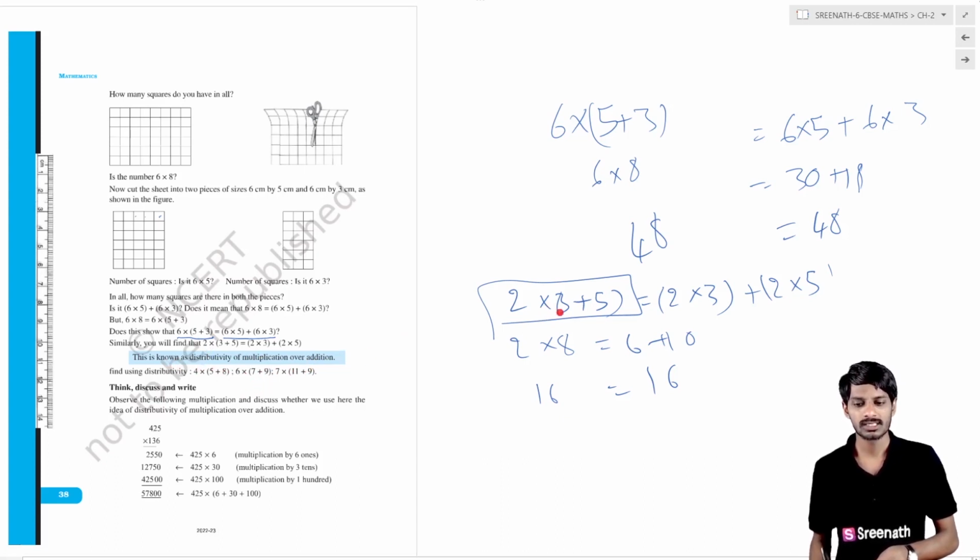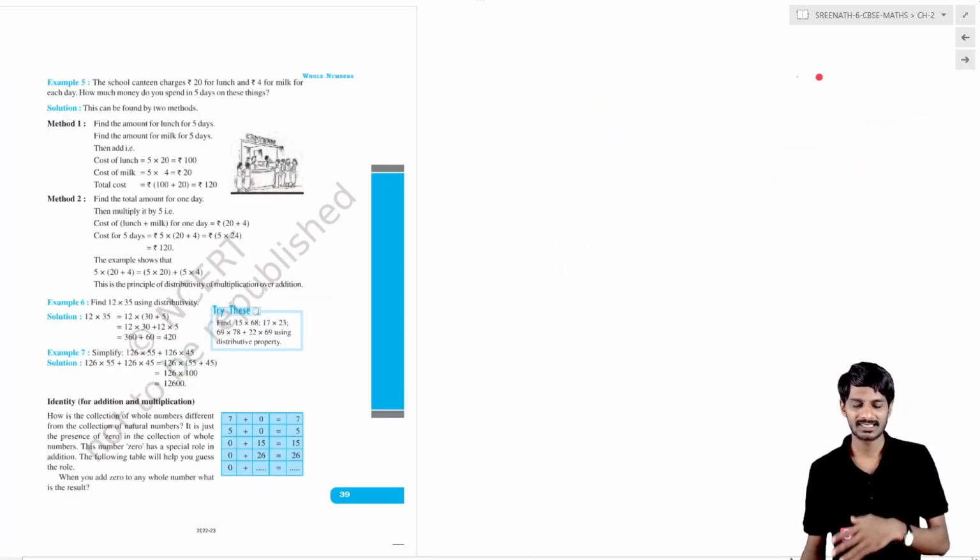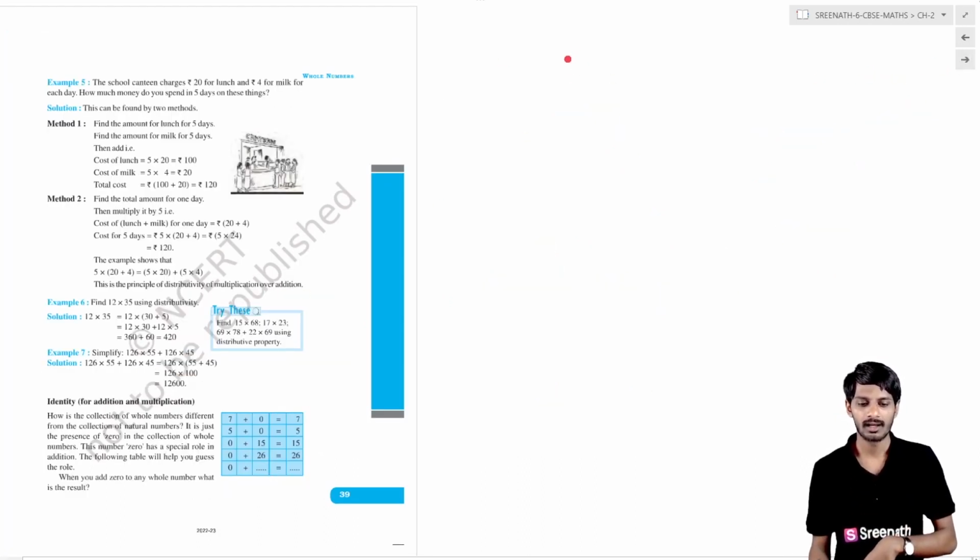This property is called distributivity of multiplication over addition. This is true in the case of whole numbers. Even though if you solve this, you will get the answer. Solving this, you are getting 48. Solving this, you are getting the same answer. So this is called the distributivity of multiplication over addition, students. That's it. The next property is identity.